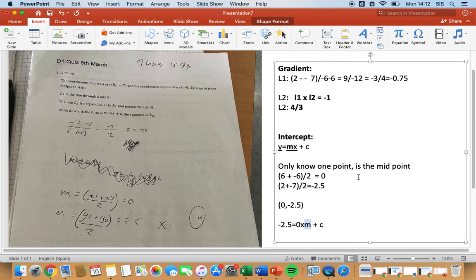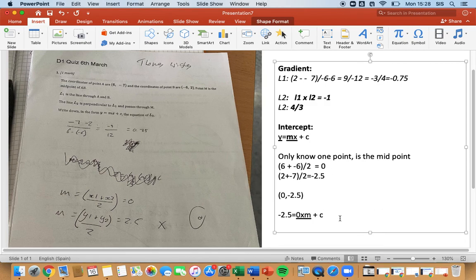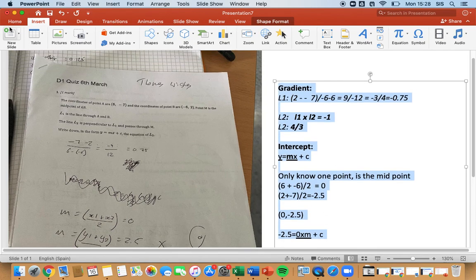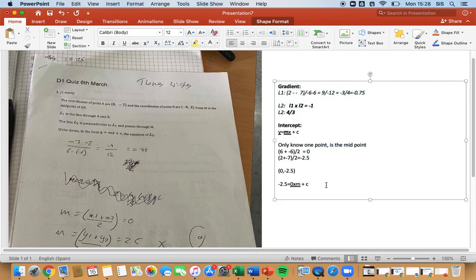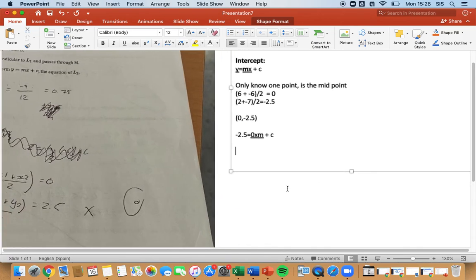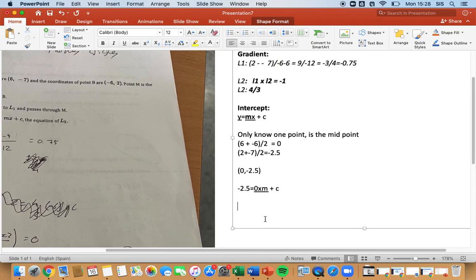And actually in this question we didn't need to calculate the gradient because the gradient ended up getting cancelled out. So all this step here was unnecessary. If you planned the question before you did it, you would have realised it wasn't necessary. Now we need to think about the second step of this problem. We've almost finished it, to be honest. All we need to do now is replace c in the equation with minus 2.5.